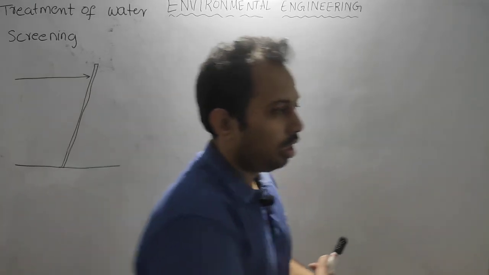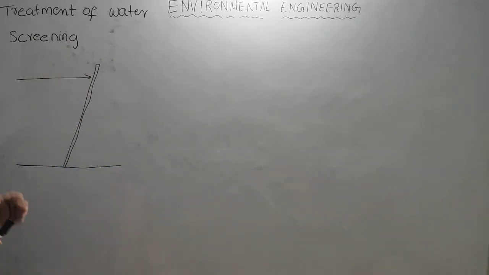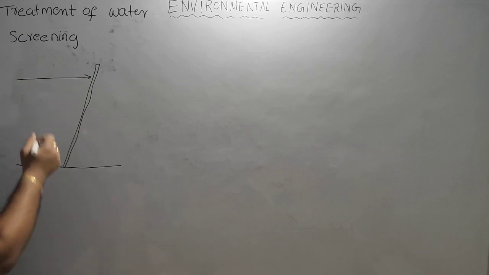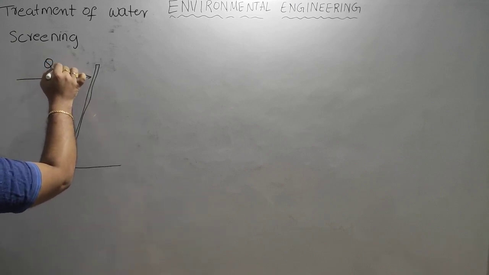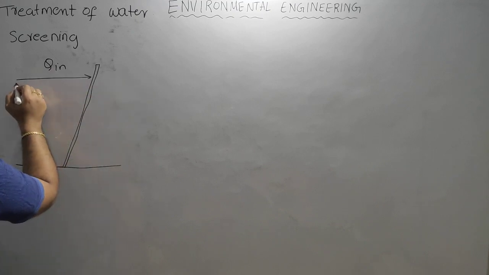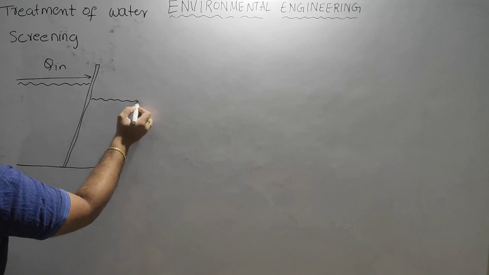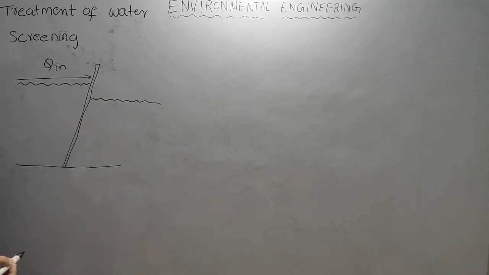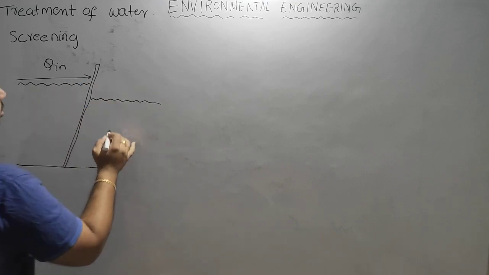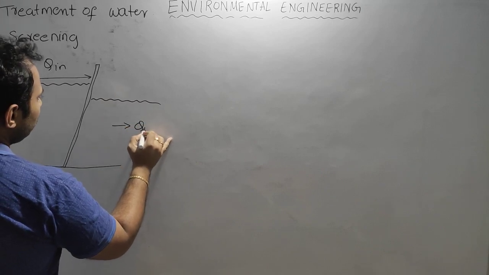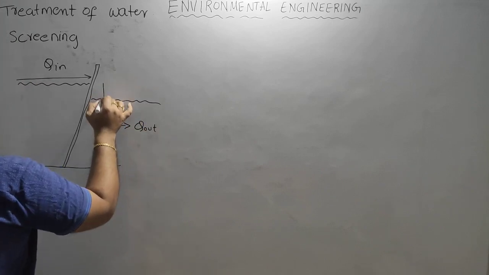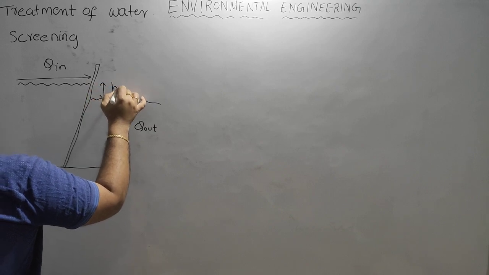Now whatever inflow is entering onto the screen will move out of the screen also. The inflow coming onto the screen is equal to the outflow. But there will be a small head loss because it is passing through the screen. So there will be a small head loss in the outflow. Okay, so this is head loss.